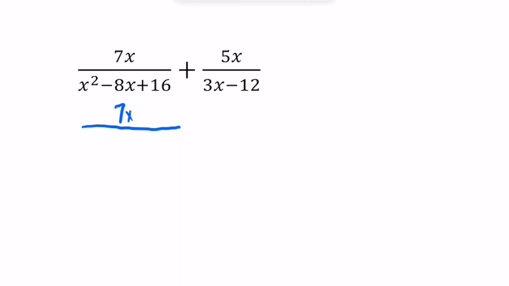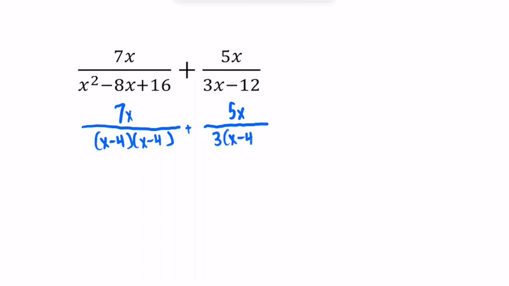In the case of our first fraction here, we have 7x on the top, and when we factor our denominator, to multiply to be a positive 16 and add up to negative 8, we would need negative 4 and negative 4. So we have x minus 4 times x minus 4. Or if you feel like it, you could write it as x minus 4 squared.